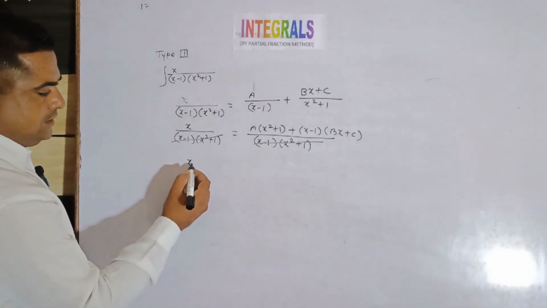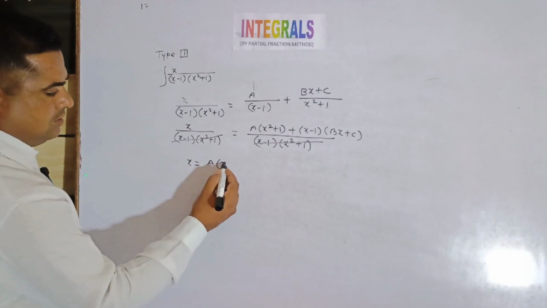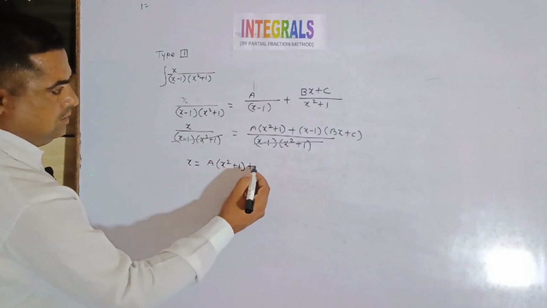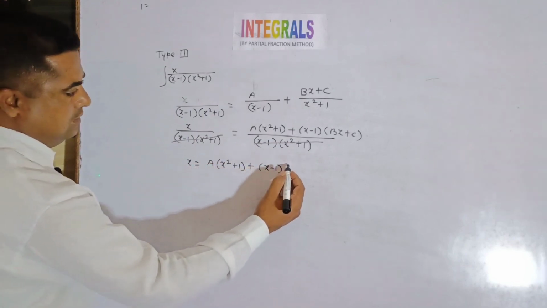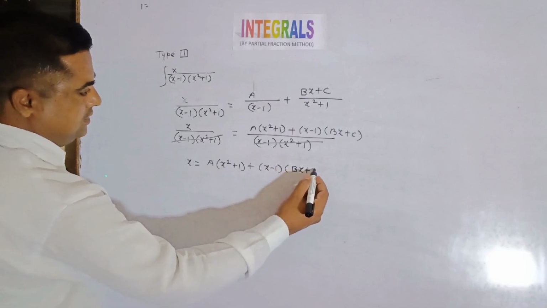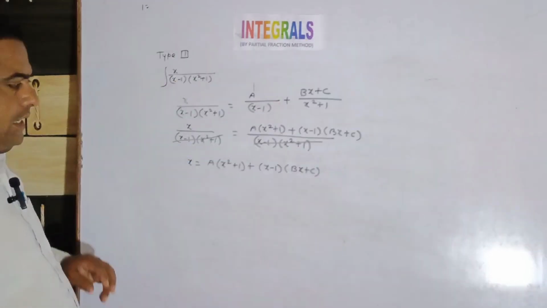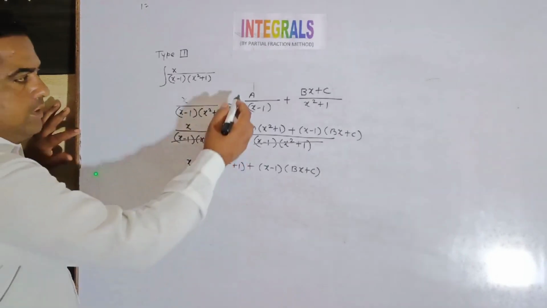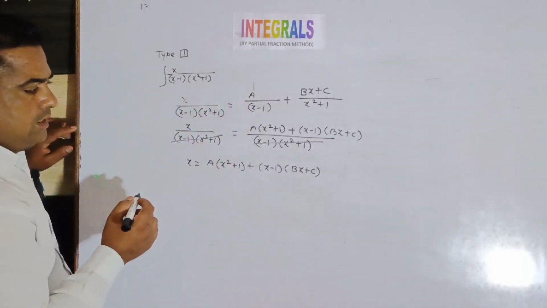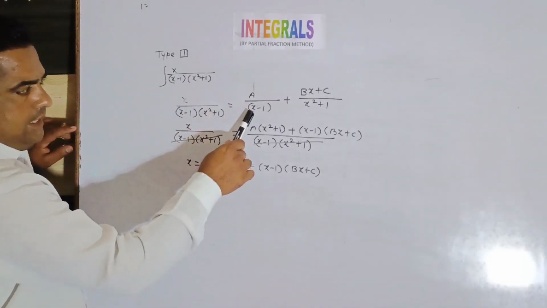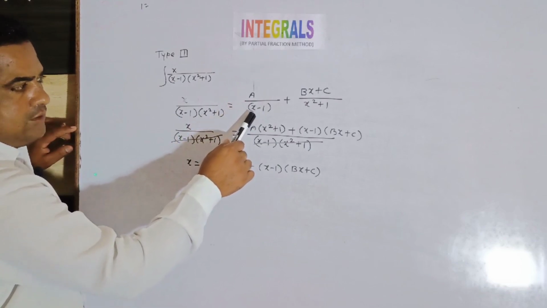So this will be x = A(x² + 1) + (x − 1)(Bx + C). So students, now we will find the value of A, B and C. To find the value of A, we will put x equals to 1, because x − 1 equals to 0, so the value of x will be 1.